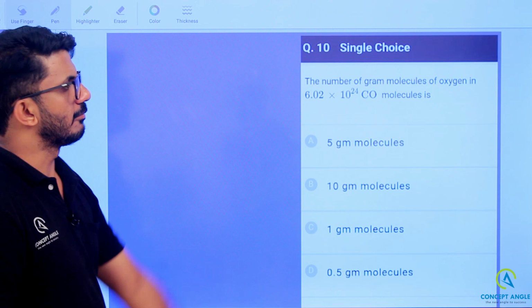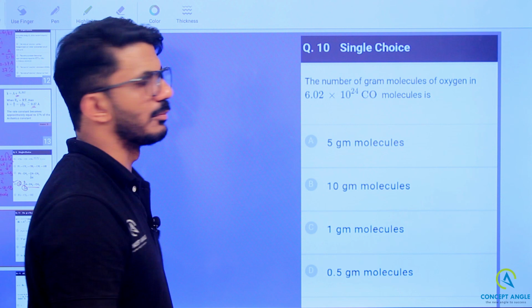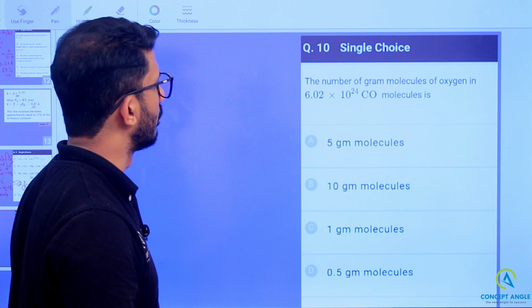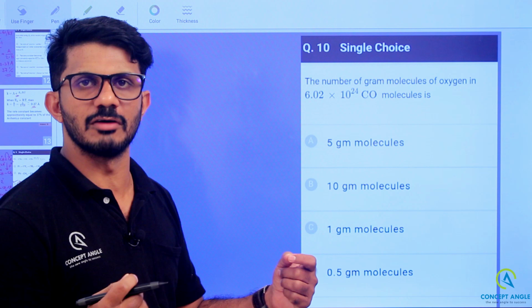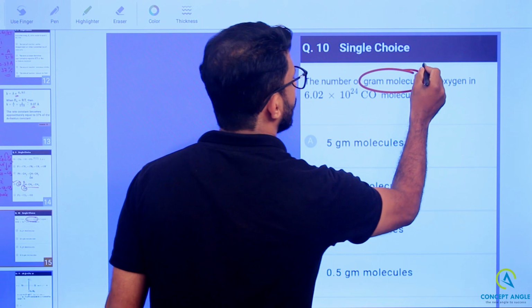The number of gram molecules of oxygen in 6.02 × 10^24 carbon monoxide molecules. Gram molecule, gram atom, gram ion concept. What is that? Number of gram molecules means number of moles of molecules. Gram atom means number of moles of atoms. So for gram molecules, we should find out N, the number of molecules in the question.